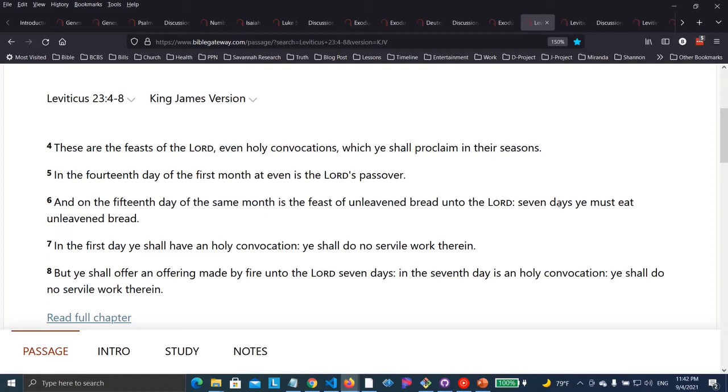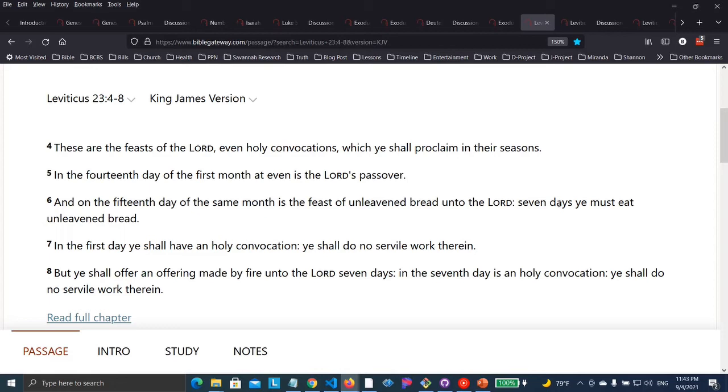So look what we have on the 14th day. Remember, the 15th day is a holy convocation to the Lord, and it's a Sabbath. You can't do any regular work, and you have to congregate just like on the Sabbath. So you're getting an extra Sabbath, unless the 15th happens to fall on the regular Sabbath. But the 14th day is the day the lambs are killed, and it's the day of preparation.